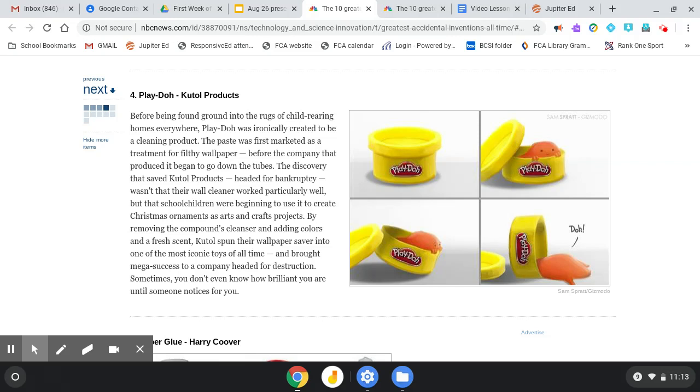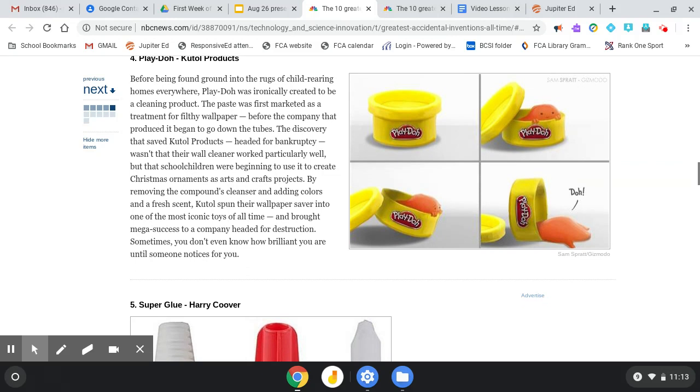They were using it to mold and create arts and crafts and then drying them out so that they would stay, using them as creating Christmas ornaments, etc. So they said, okay, well, instead of declaring bankruptcy, let's just change the purpose of our product from a cleaning product to a toy, and therefore invented Play-Doh.